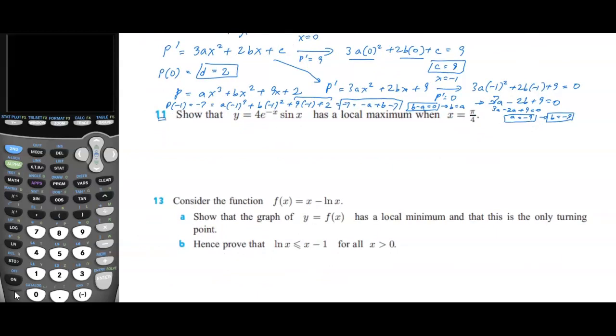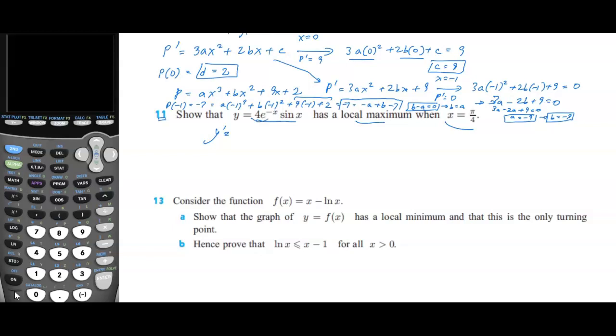Number 11. Show that the function y equals 4e to the negative sine x has a local maximum when x equals pi over 4. Local maximums occur at stationary points, and stationary points occur when the derivative is 0. So let's find the derivative.